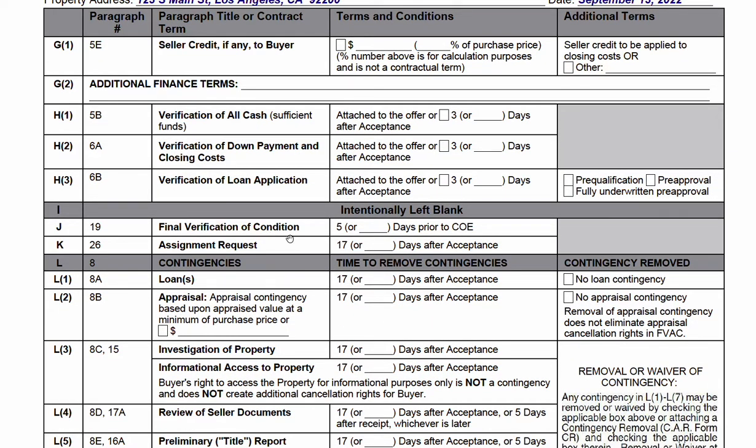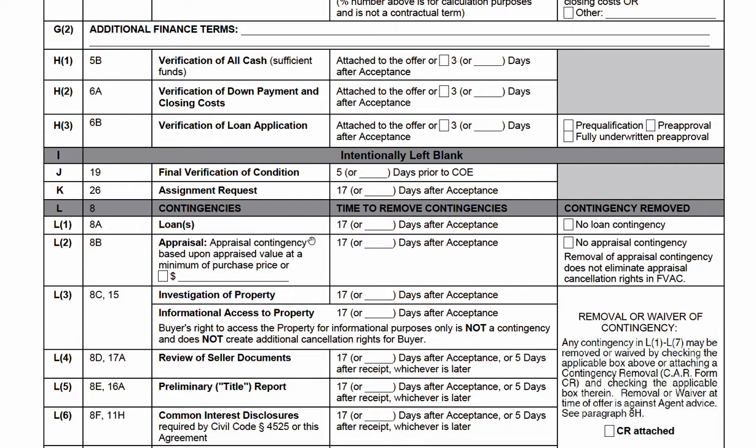Final verification of condition, also known as the final walkthrough, to happen 5 or, and you can change it, days prior to escrow. Assignment request. Is this contract going to be assigned? Probably not, because usually they're not. If there's going to be an assignment, then this can be modified here, but if not, just skip it. Again, it's rare that people are signing contracts unless it's some sort of wholesaler or investment arrangement.